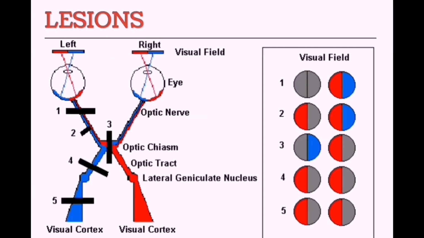If the lesion is at point 4, it means that the blue fibers of both the right and left eye are affected. So the right visual field of both eyes will be lost. And the same is the case at point number 5, which is the visual cortex. A lesion at the visual cortex will cause the blue fibers of both eyes to be lost. It means that the right visual field of both eyes will be lost. So that's all about the lesions related to the optic nerve.